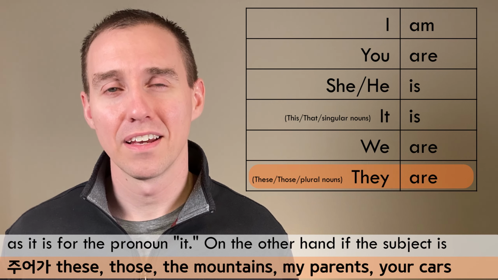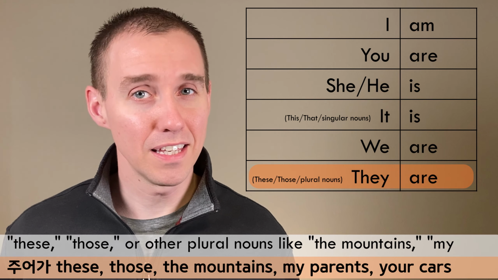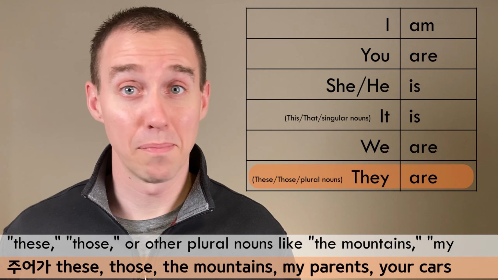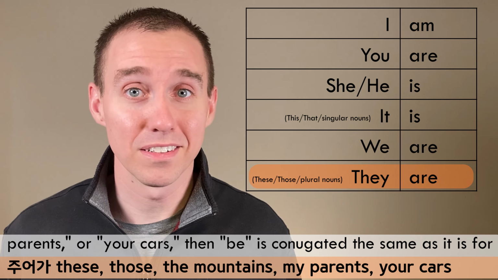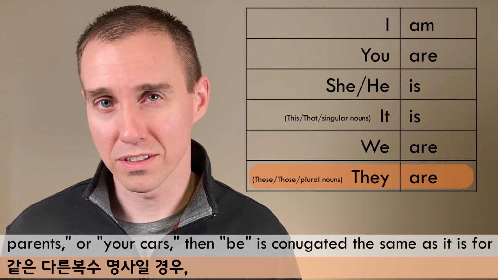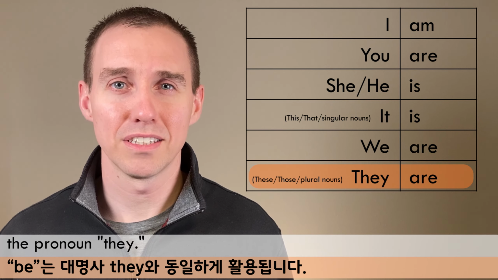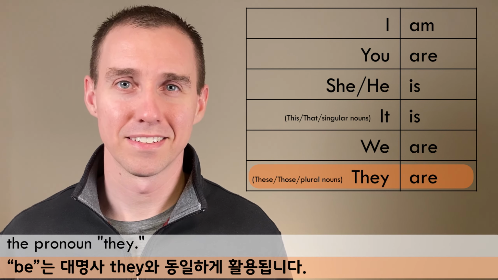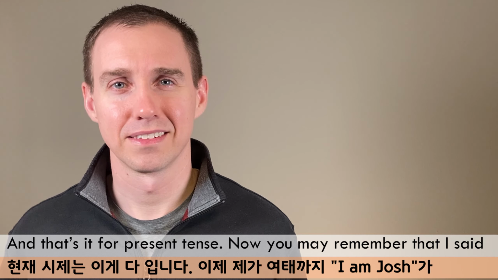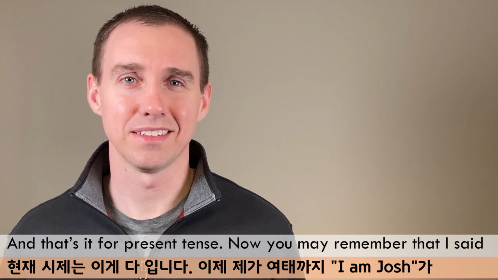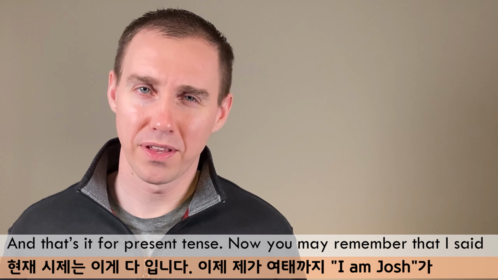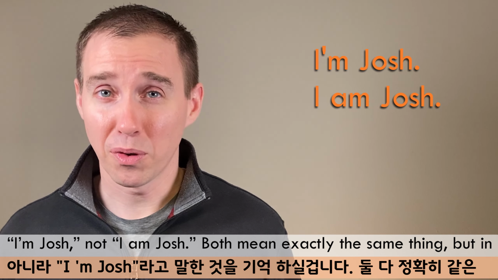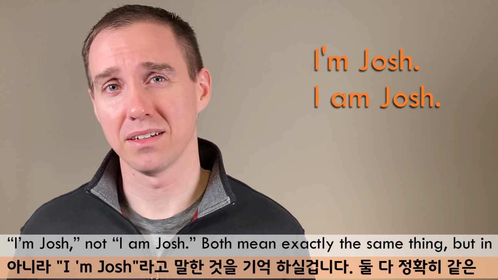On the other hand, if the subject is these, those, or other plural nouns like the mountains, my parents, or your cars, then be is conjugated the same as it is for the pronoun they. And that's it for present tense. Now, you may remember that I said I'm Josh, not I am Josh. Both mean exactly the same thing.